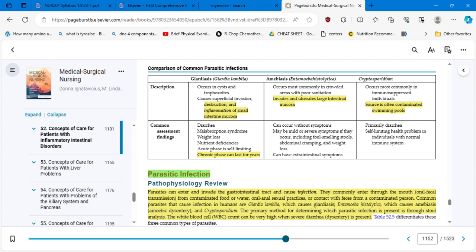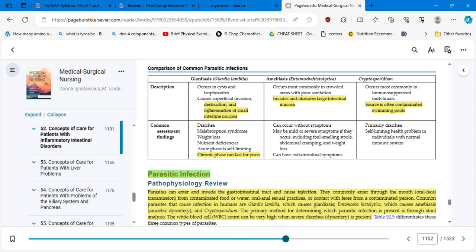I'm not against swimming pools if they are properly clean, but at this point, with so many viruses and bacteria going around in the world, I strongly recommend you stay away from these swimming pools, especially if you take a cruise, when they have 5 or 7 pools but there are 8,000 passengers. Common assessment findings for giardiasis: the chronic phase can last for years.